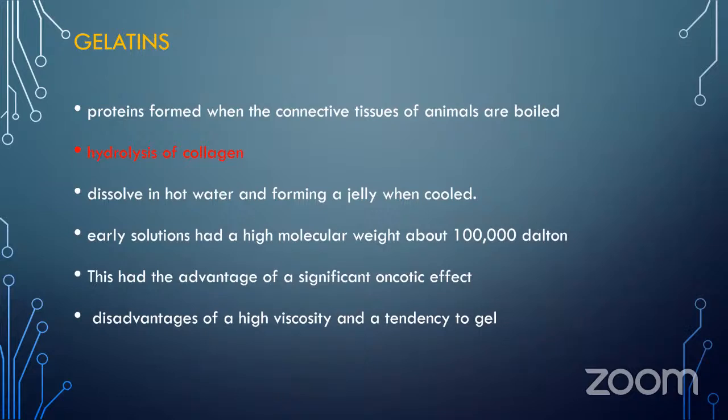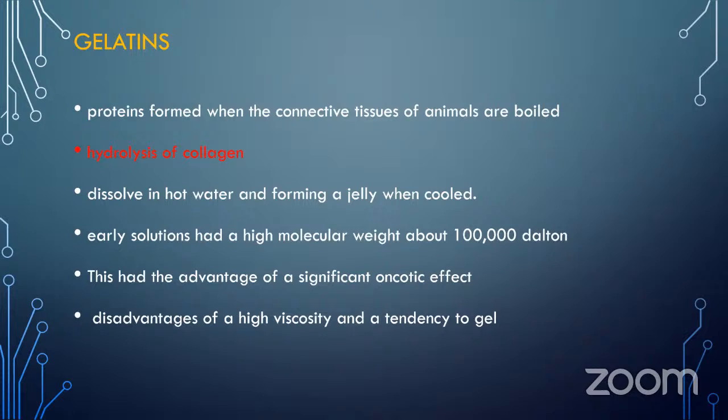Coming to the gelatins, they are proteins formed when the connective tissues of animals are boiled. This is basically hydrolysis of the collagen tissue, which is taken from the animals, so that it dissolves in hot water and forms a jelly kind of thing when cooled. So the early solutions had a significant increase in the molecular weight. They have a very, very high molecular weight, close to 1 lakh dalton.